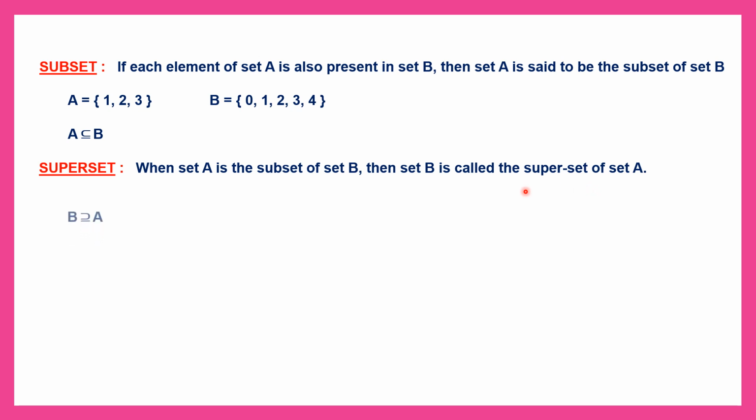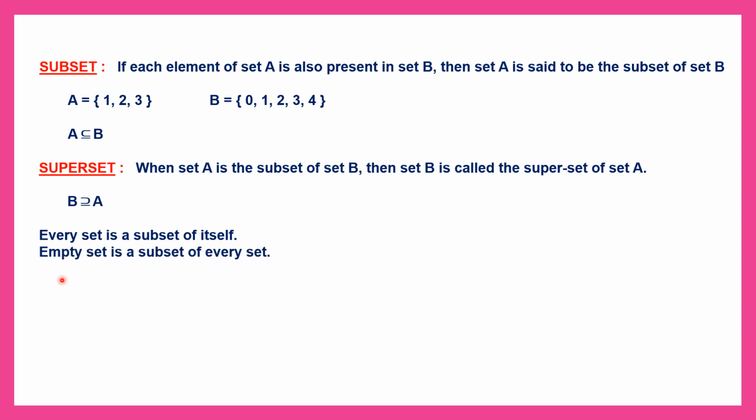And how do we write it? We write it like this. So what does this mean? That B is a superset of set A. Now, there are some points to keep in mind. Every set is a subset of itself. Remember what subsets are? So, every set is a subset of itself. An empty set is a subset of every set.